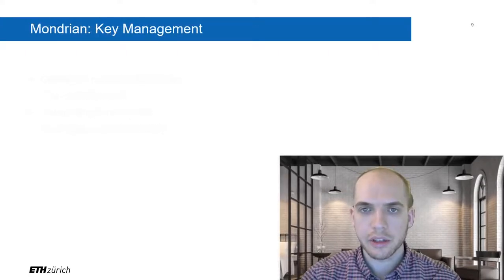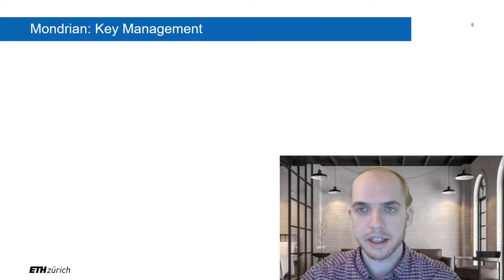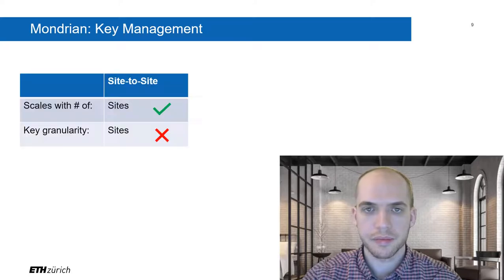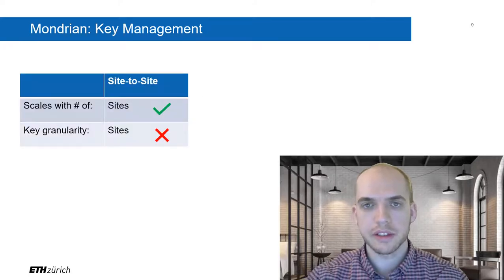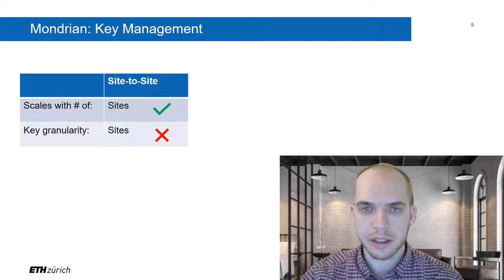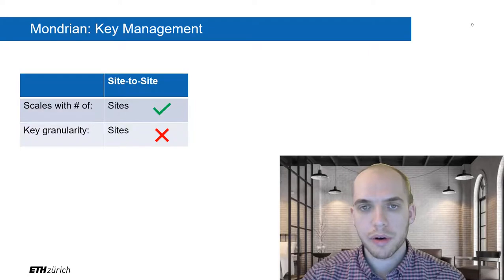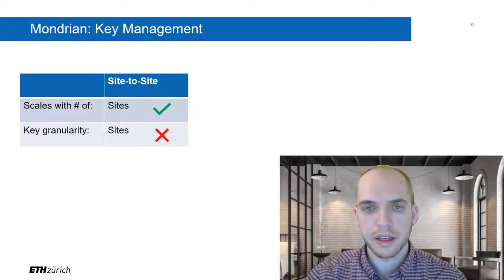Because Mondrian encrypts and authenticates packets, a key management scheme that scales to big enterprise networks is required. One possibility is to do the tunneling with site-to-site granularity. This is how IPsec VPNs work. In such a system, the number of keys scales with the number of branch sites, which is not a problem. However, one design goal was to achieve tunneling with zone granularity rather than site granularity, meaning that different zones should use a different key. This is not possible with this approach.